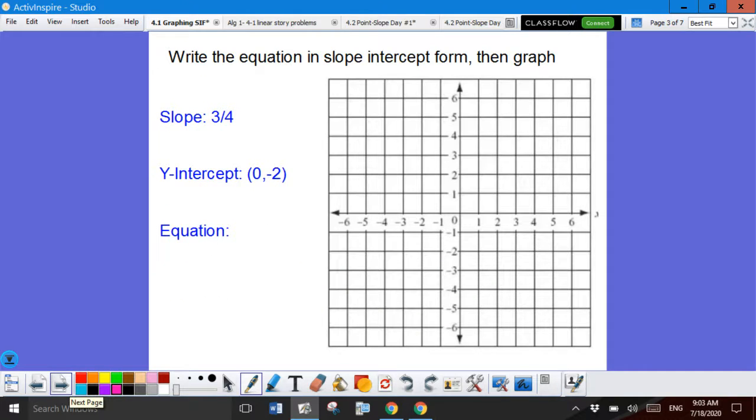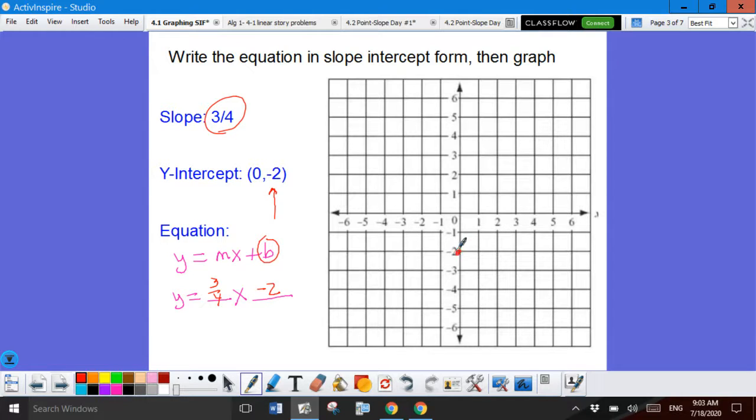So now let's talk about what do I do when I'm given a slope and a y-intercept in this form, but I need an equation. So think about the fact that y is equal to mx plus b. So that means I need to put some number here and then something here. Well, my slope is 3/4, so I know that goes there. Now the b is this number. So that's going to be a -2. So y equals 3/4 x minus 2.